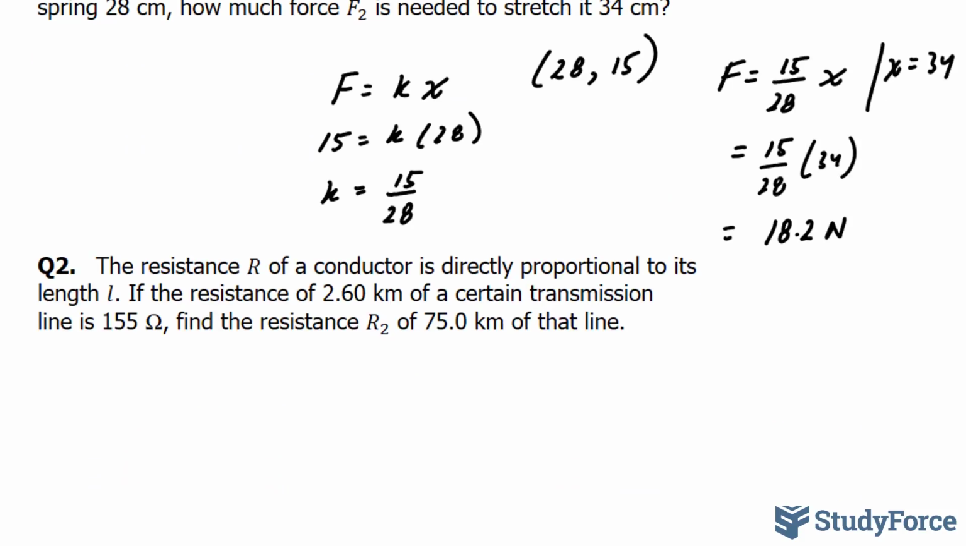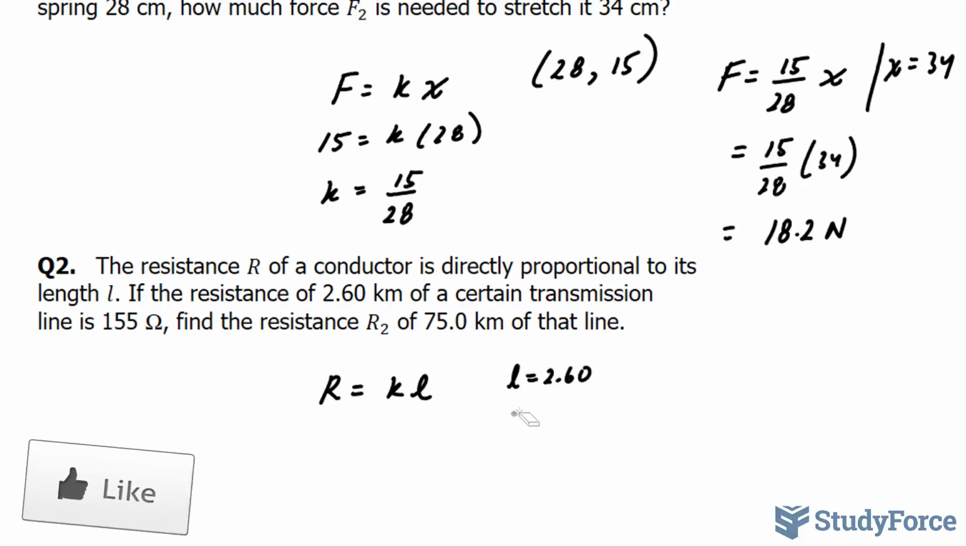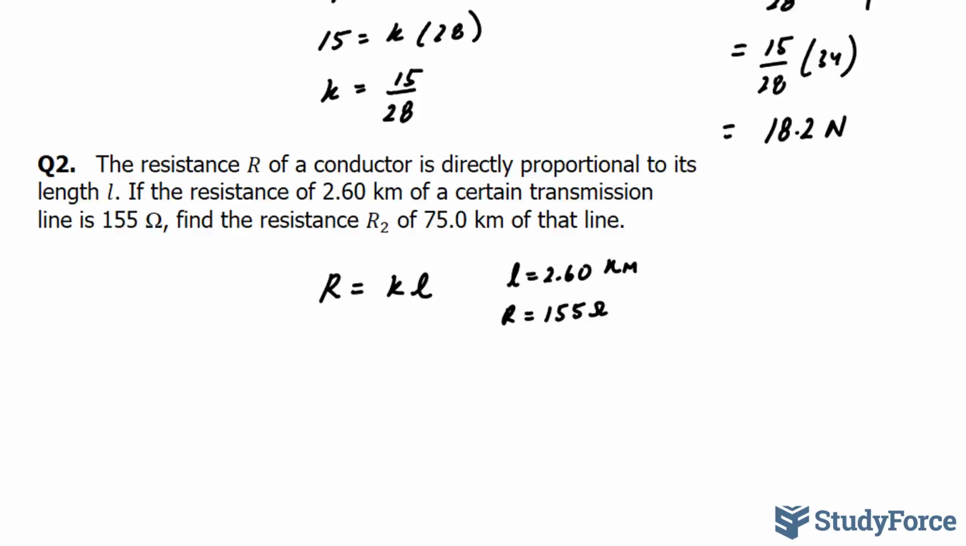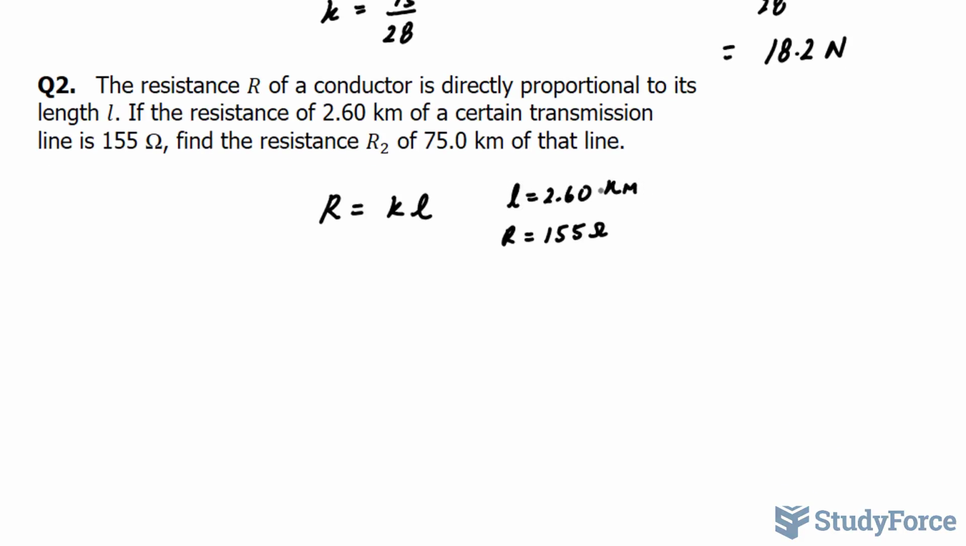In question 2, we're asked, the resistance R of a conductor is directly proportional to its length L. So we have R is equal to kL. If the resistance of 2.60 kilometers of a certain transmission line is 155 ohms, so this time the length is 2.60 and the resistance is 155 ohms, find the resistance R2 of 75.0 kilometers of that line. This will serve as our independent variable, our x if you will, and this will serve as our dependent variable.